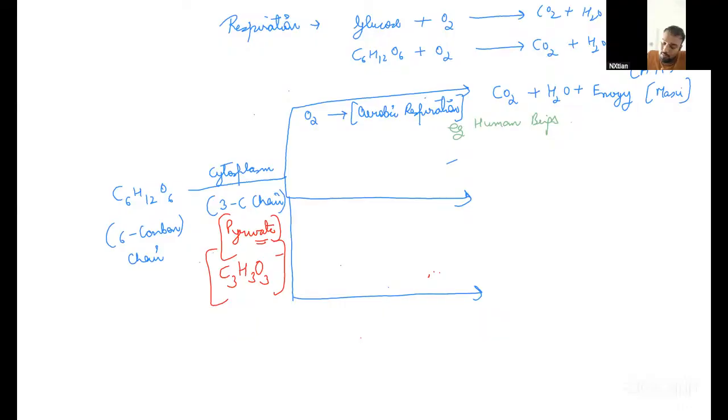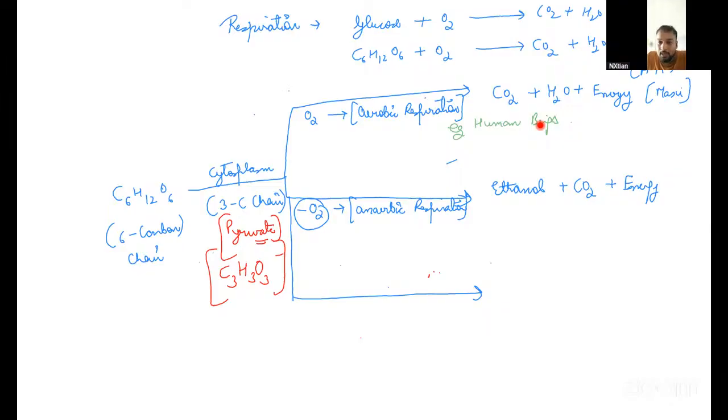Now there is one more pathway that can happen, in absence of oxygen. It is also called anaerobic respiration. In this, ethanol plus carbon dioxide plus energy is released, which is less as compared to the oxygen pathway.